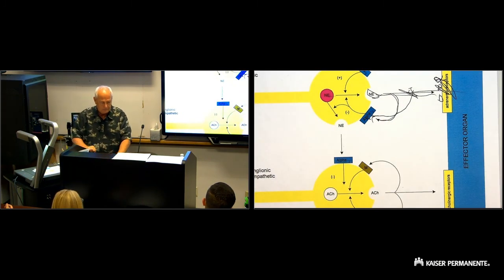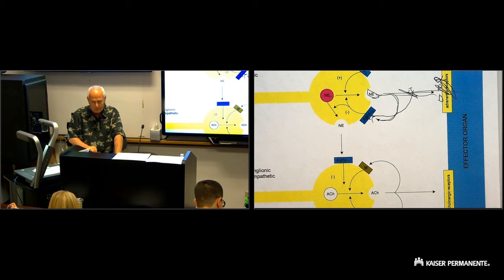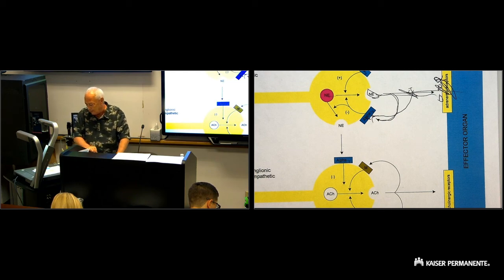Presynaptic, alpha 2. And its job is to tell the nerve to quit releasing norepinephrine. If you decrease the amount of norepinephrine released, is that going to be sympathomimetic or lytic? Lytic, right? So you're going to decrease sympathetic output. Make sense? All right.